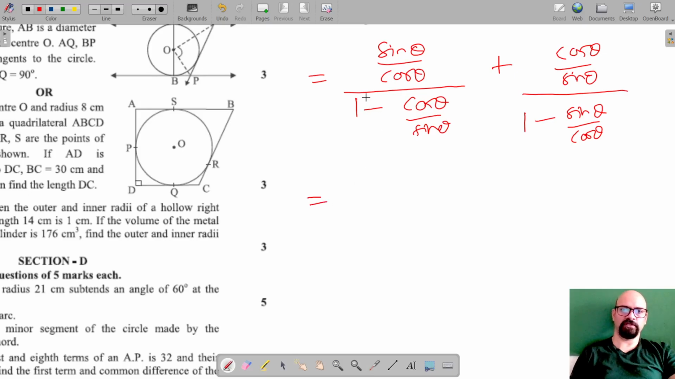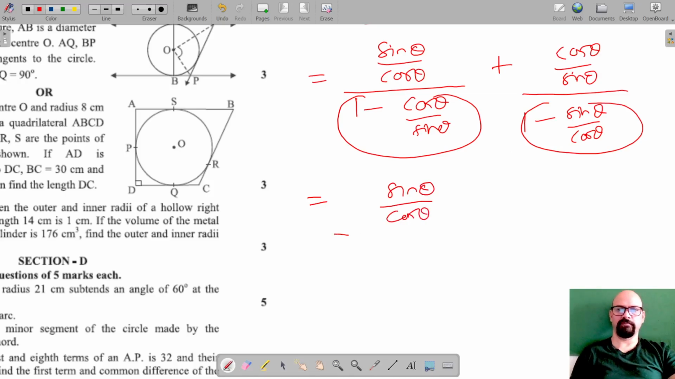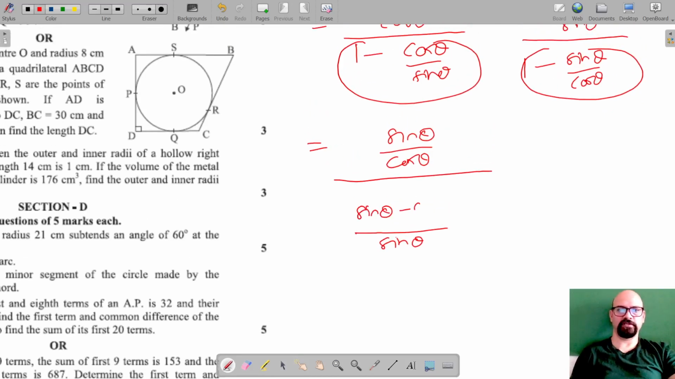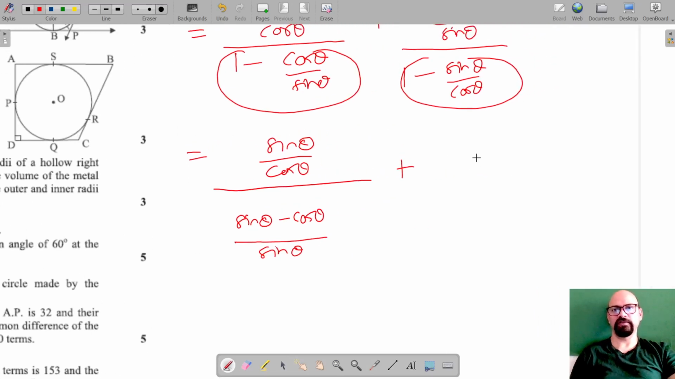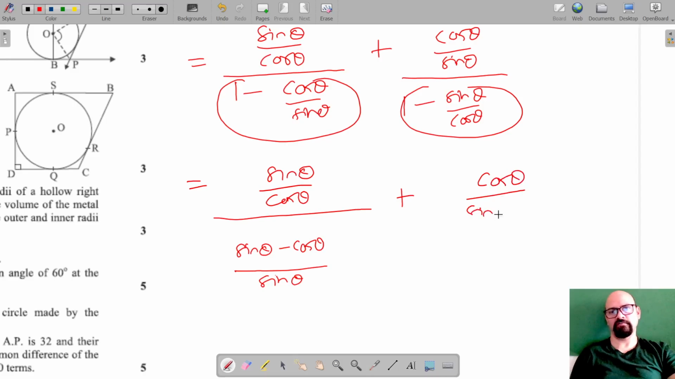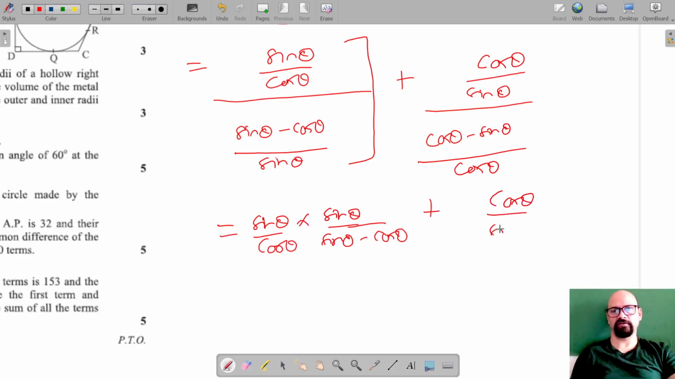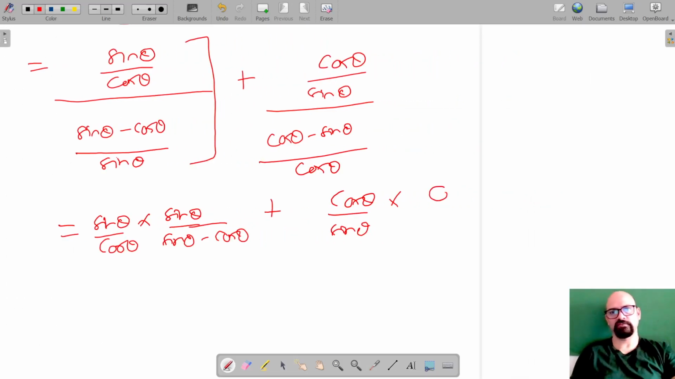Okay, we are going to take LCM in the denominators. So the numerator is going to be the same, and it's sine theta. So this is sine theta minus cos theta, and plus it's cos theta on sine theta, and let's take LCM, this is cos, so cos theta minus sine theta. And if we simplify this, this is going to be sine theta by cos theta into sine theta upon sine theta minus cos theta, then plus this is cos theta upon sine theta into cos theta upon cos theta minus sine theta.